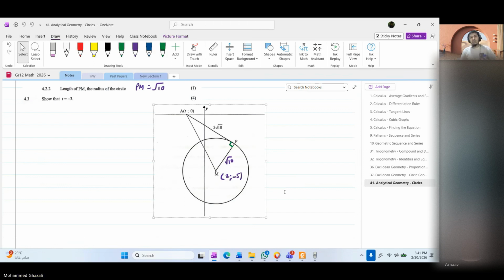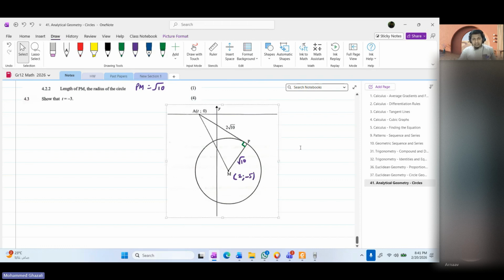I have a way. Look at this triangle. We have root 10 and we have 2 root 10. So obviously it's possible to find MA using Pythagoras. Once you find MA, use the distance formula to find AM, then you can find t. So let's see. What is MA using Pythagoras?